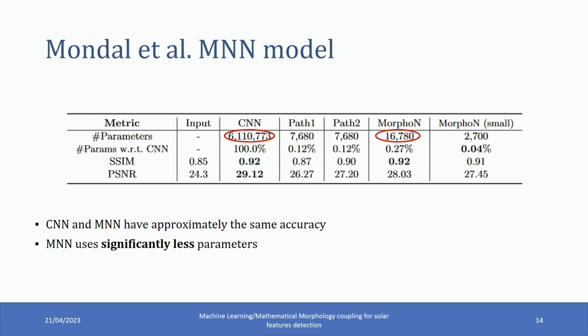And here we have the results that they have obtained. So we can see that both the convolutional neural network and their morphological neural network have approximately the same accuracy, at least for the SSIM. For the peak signal-to-noise ratio, the morphological neural network performs a bit less well. But on the other hand, it also uses significantly fewer parameters. Because as we can see, the traditional convolutional neural network has to train more than 6 million parameters, while the morphological neural network only needs to learn 16,000.